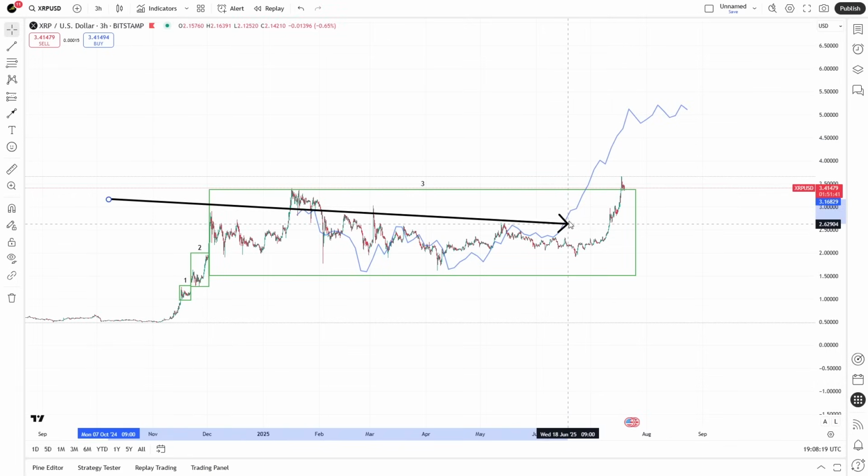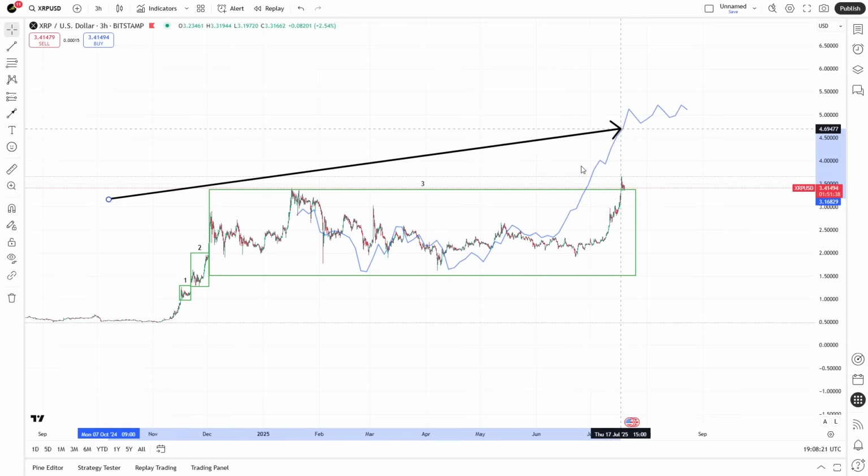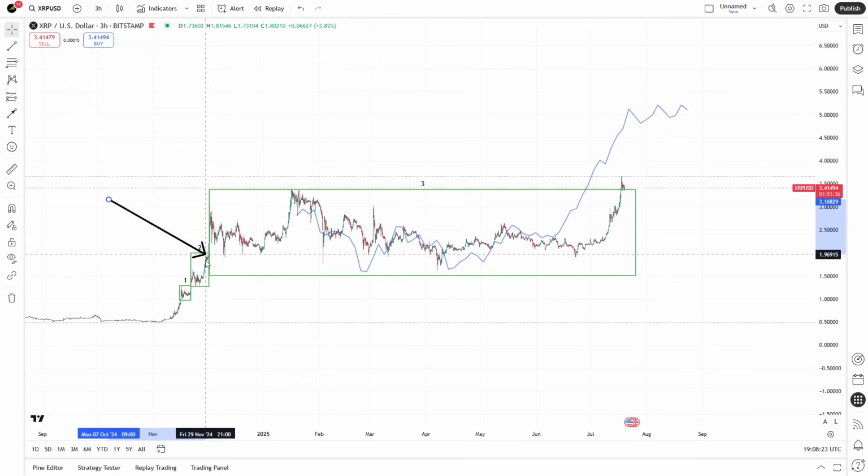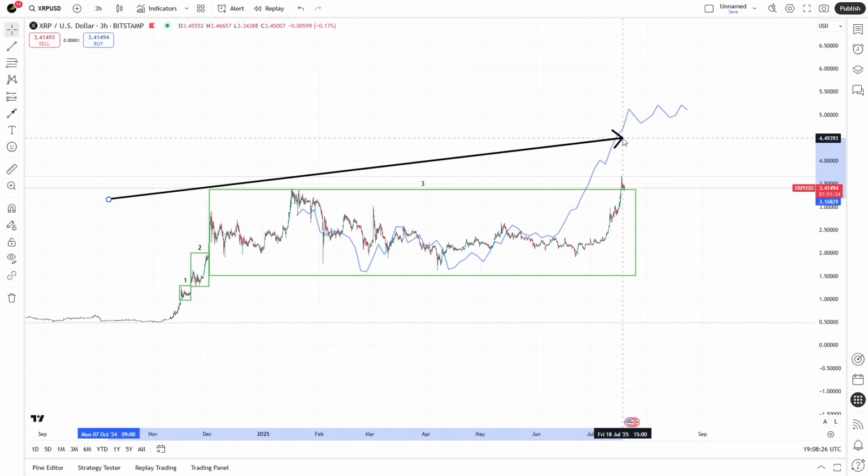But to be fair, this move up is not to the peak. It's only to here. So this move up could potentially resemble this fractal, but it's probably also going to be unique.